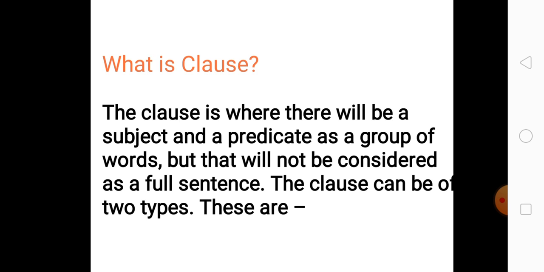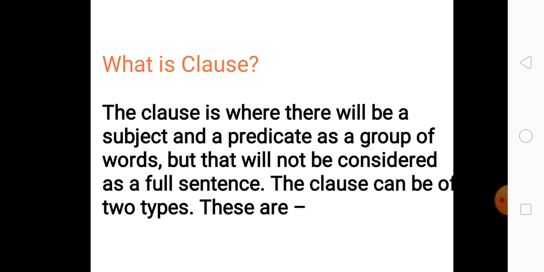So as we all know, what is a clause? We have already studied kinds of clauses in the previous lecture. A clause is a group of words that contains a subject and a finite verb. This is the definition which we have studied. A clause has a subject and a predicate as a group of words, but it will not be considered a full sentence.